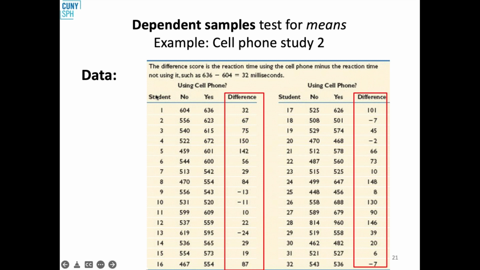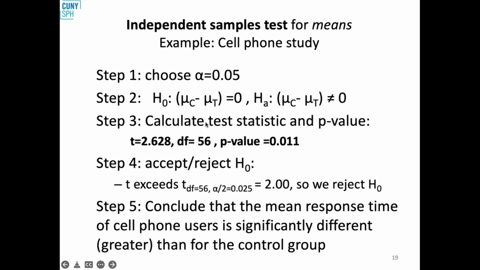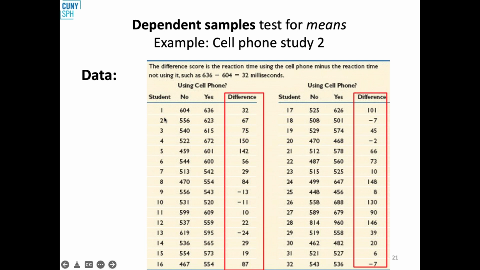So for student number 1, see there's all our students there. Okay, so for student number 1, no cell phone, 604, cell phone, 636. There was a difference of 32 milliseconds, 67 milliseconds. This person was faster with the cell phone than he was without the cell phone, came up negative, right?